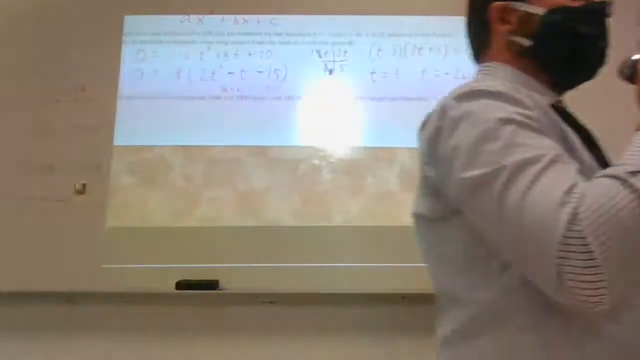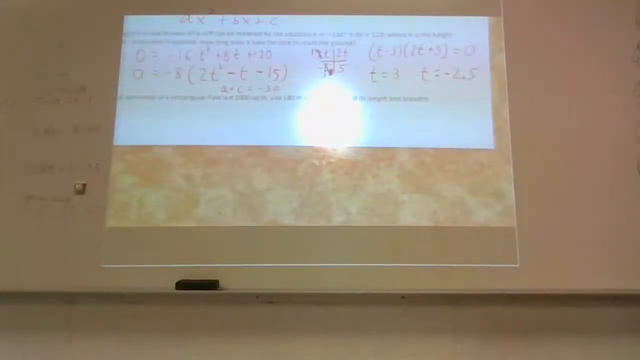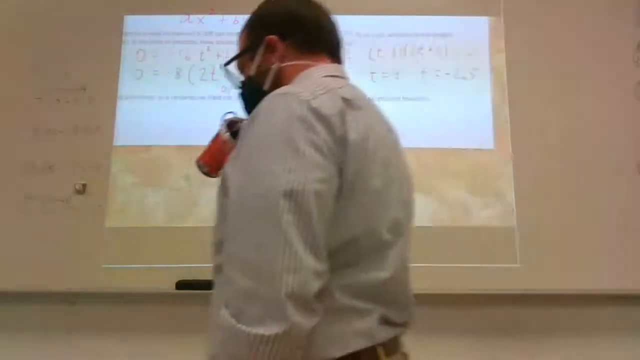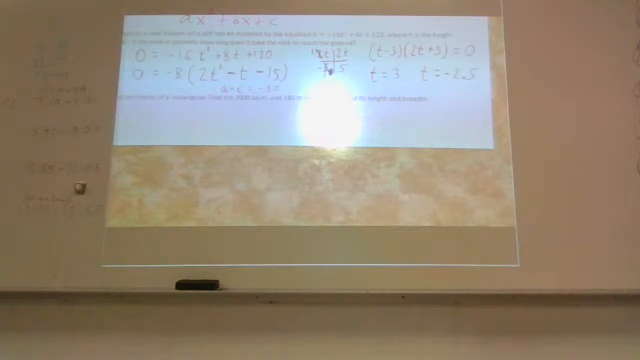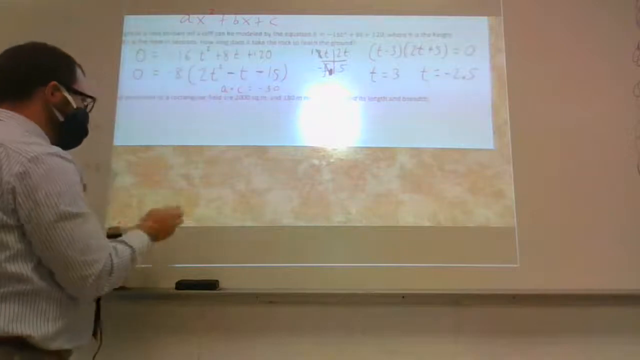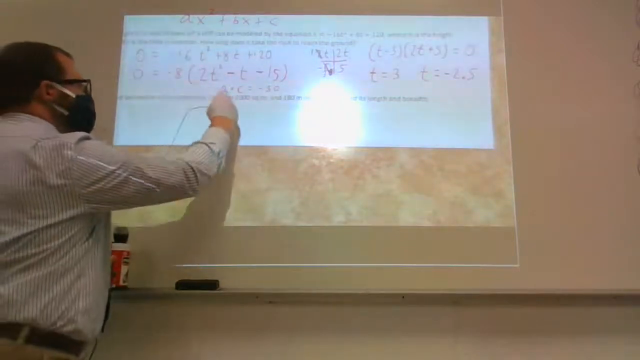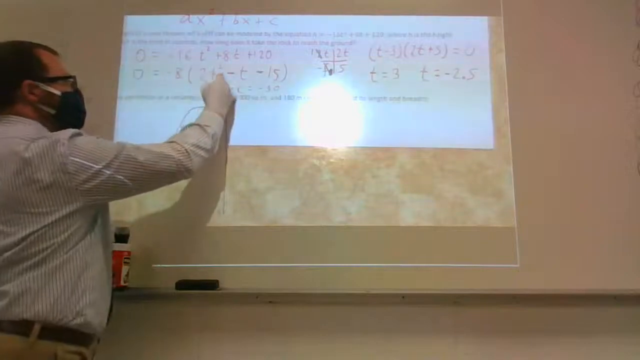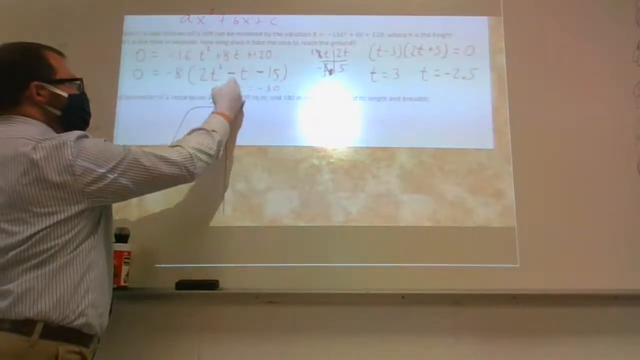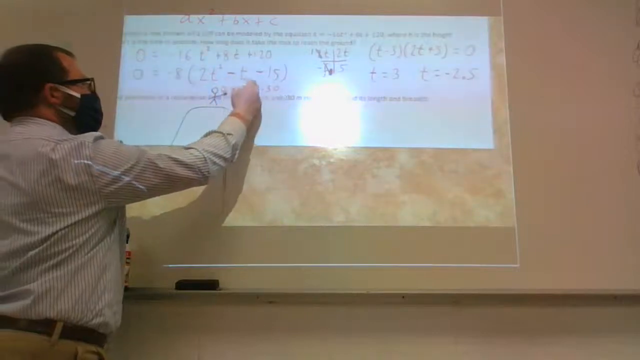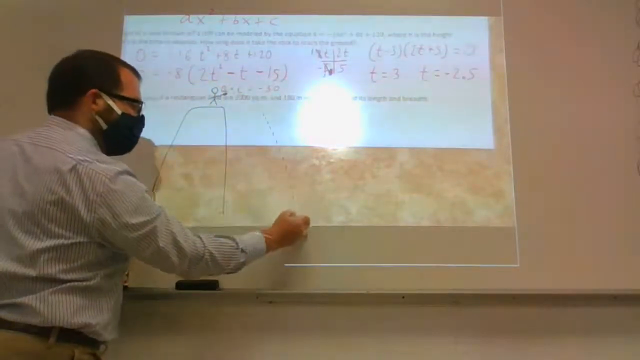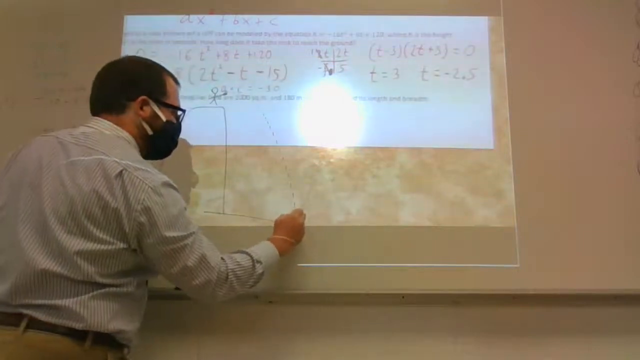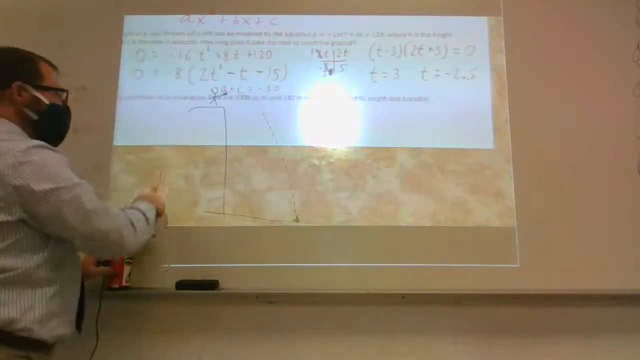For the 2t plus 5, you would subtract 5 and divide by 2. Here's the key to understanding this problem. A rock is thrown off a cliff. It can be modeled by that equation. Let me draw the cliff here. So here's the cliff. And here's the person. I have amazing drawing skills. And they throw a rock. And the question is, when will it hit the ground?